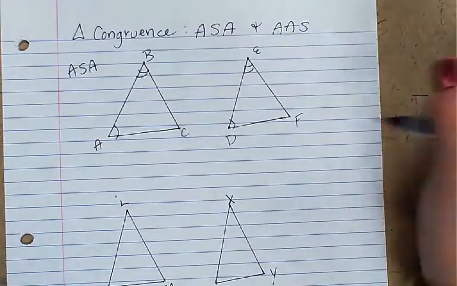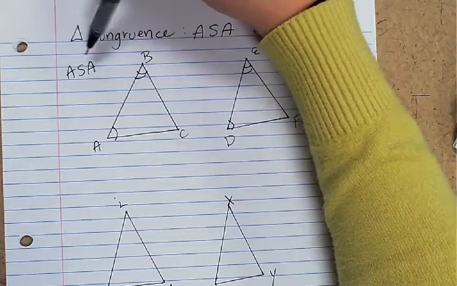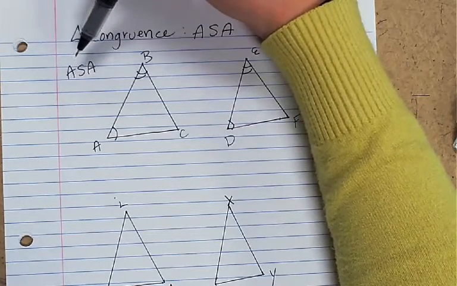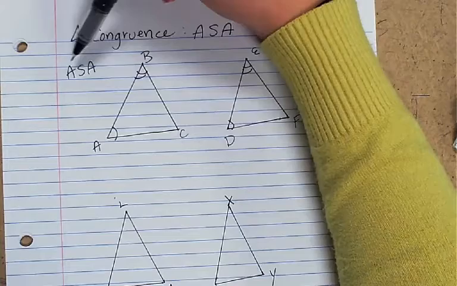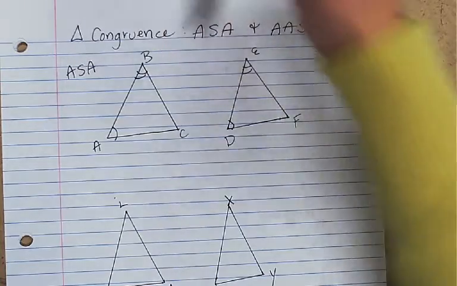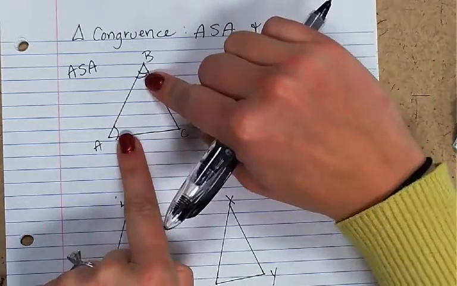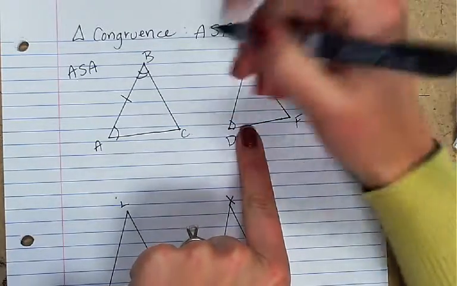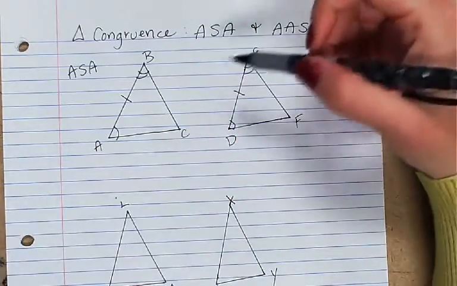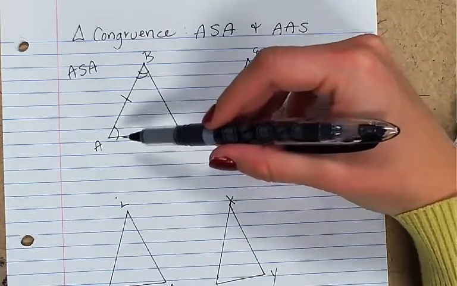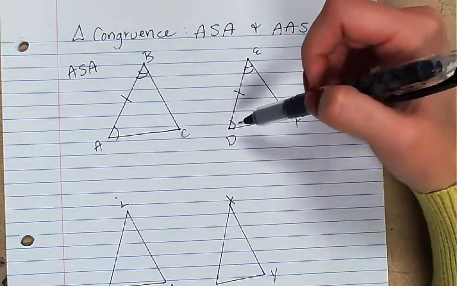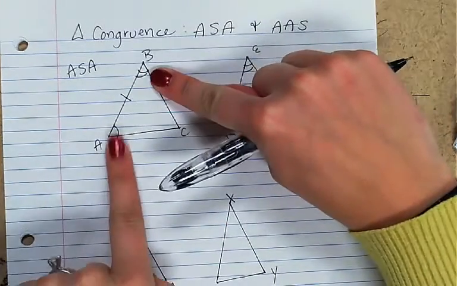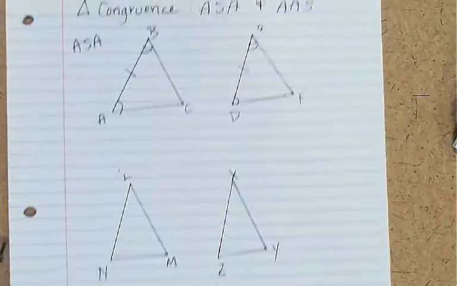So the difference is, let's do this first one, ASA. I have my two angles. Now see how the S is in between the two A's? When you're proving something using ASA, the side has to go between the two angles. In between these two angles is AB, and in between these two angles is DE. So what we would have to do is figure out a way to prove that segment AB was congruent to segment DE. Again, this is ASA. The side is in between the two angles.